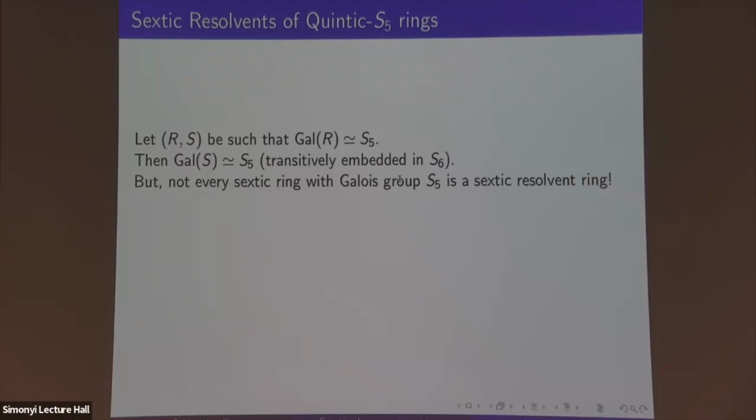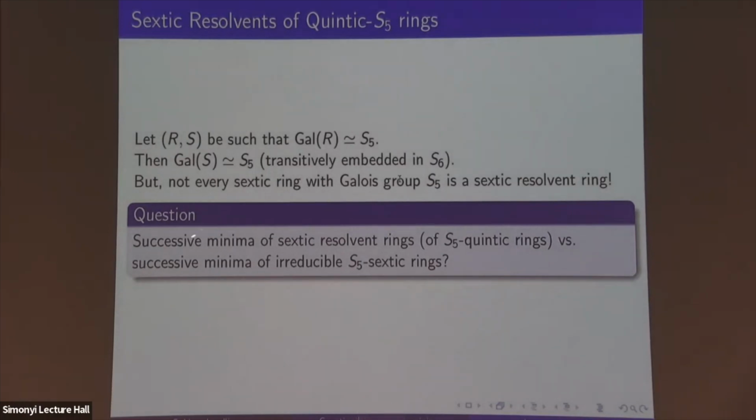I want to ask, are the successive minima of these things different? I want to compare the successive minima of sextic resolvent rings of S5 quintic rings to the successive minima of irreducible S5 sextic rings. And to my great surprise, it turns out they're not the same. We really get different regions.